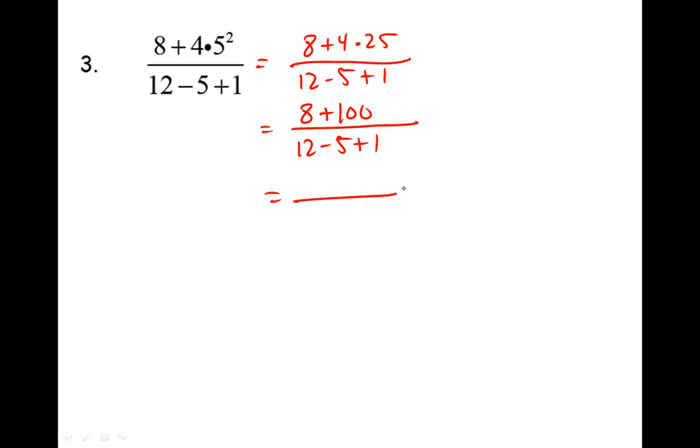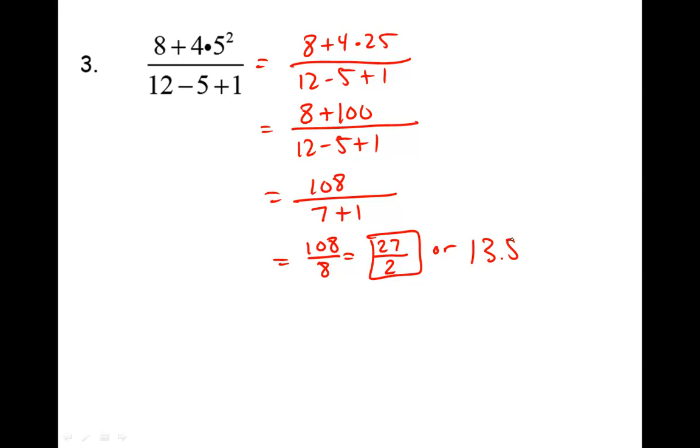Now I would do my addition and subtraction in the numerator and denominator. And then I would want to reduce, since it's possible. 8 doesn't go into 108, but 4 does. 4 goes into 108 27 times. 4 goes into 8 2 times. So a reduced answer would be 27 over 2. Or if you're using a calculator, it's 13.5.